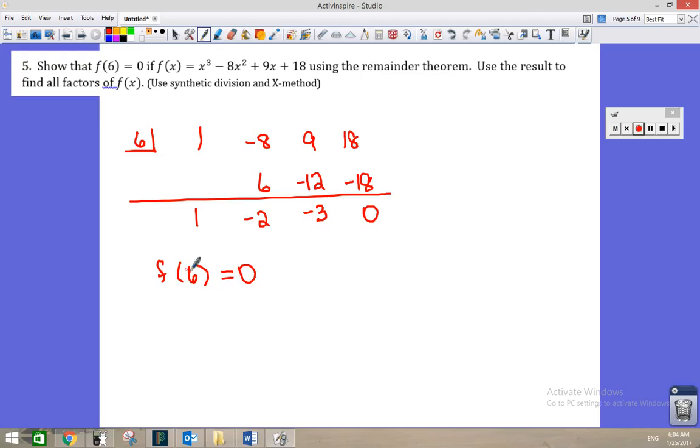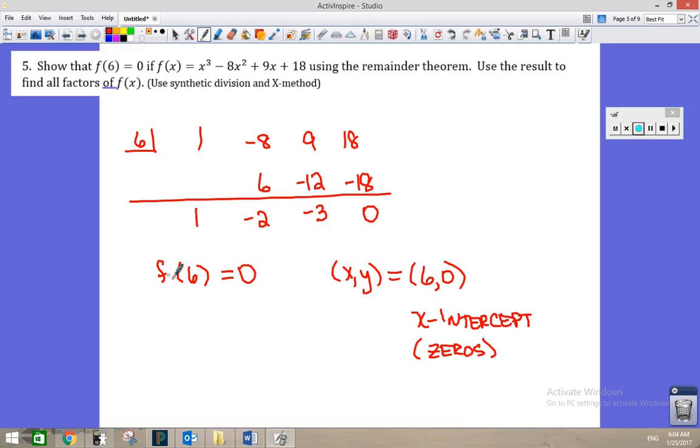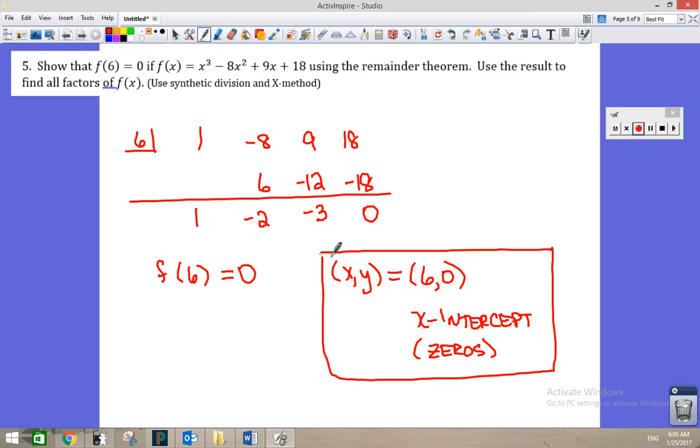Now remember, what that tells you is that the input is the x-coordinate, the output is the y. So this graph is passing through the point (6, 0). Well, hey, that's an x-intercept. You haven't gone up or down. You're on the x-axis. And like I say, we are calling these the zeros of the function because the output of the function is 0. So that is going to be huge tomorrow and in future days, that we get this remainder of 0. That's going to be significant. It's important for you to understand this.